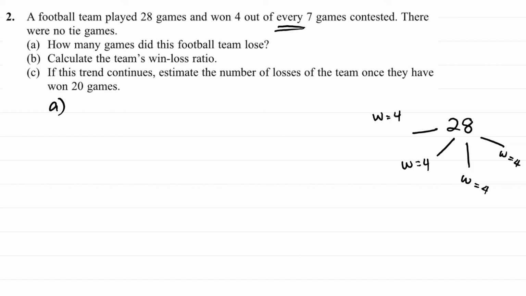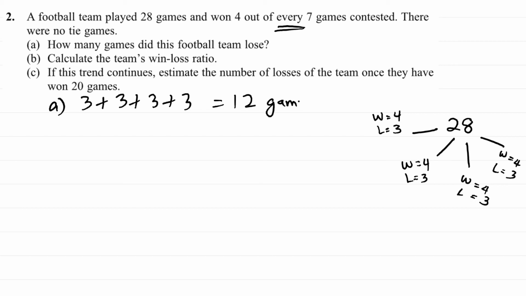So if they win 4, can you guess how many lose? You just minus 7 with 4. So this is 3. This is 3. This is 3. And this is also 3. Now, how many games did this football team lose? So you just add 3 plus 3 plus 3 plus 3. So the answer is 12 games.